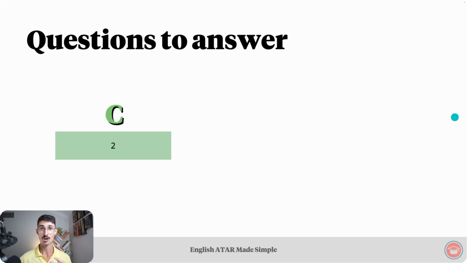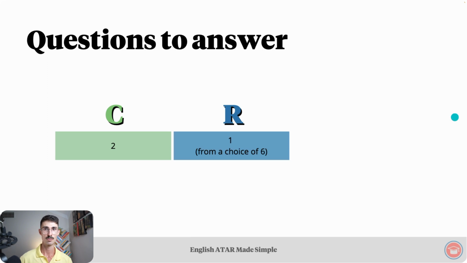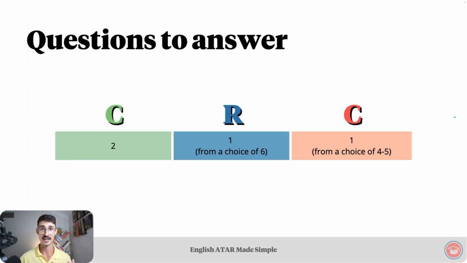Now let's have a look at how many questions you have to answer in each section of the exam. In the comprehending section, you've just got to answer 2. From 2016 to 2021, you had to answer 3 questions, so the comprehending section has been made easier for you. I'll discuss more about the changes to the comprehending section that were made in 2022 when we get to Module 3. What about the responding section? You need to answer 1 question and you've got a choice of 6. Then for the composing section, again, 1 question and you've got a choice of between 4 or 5.